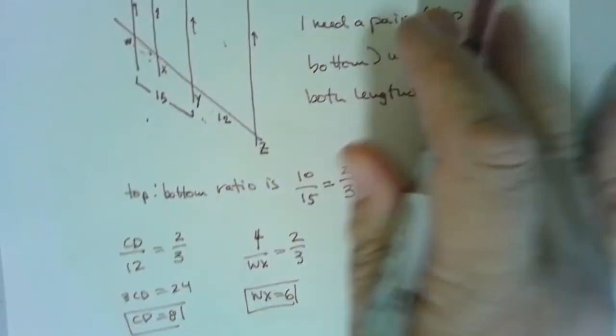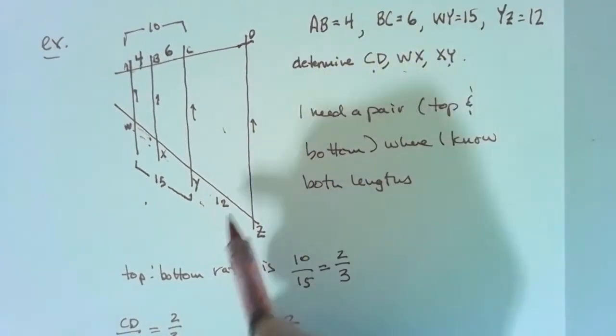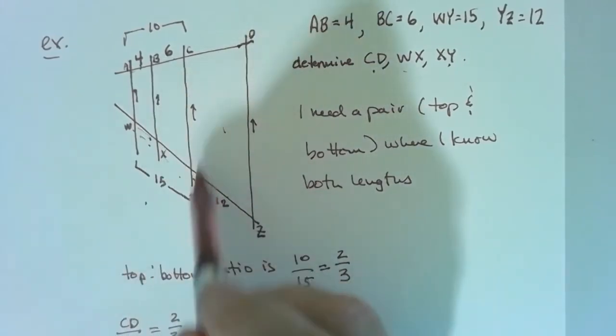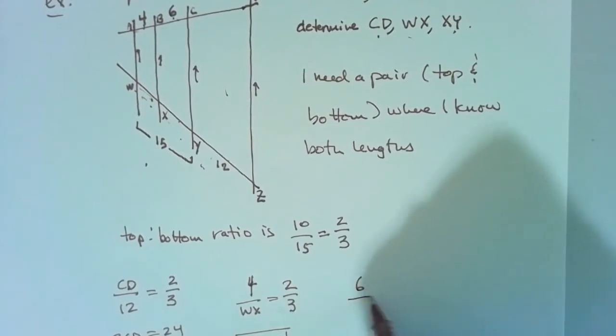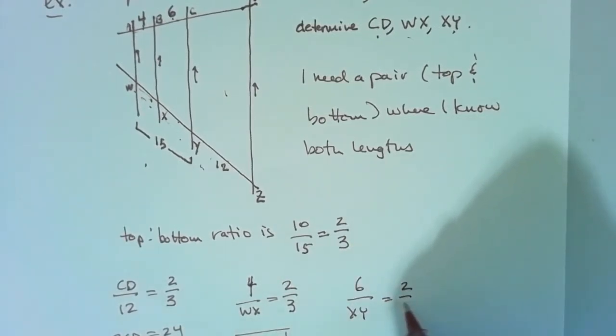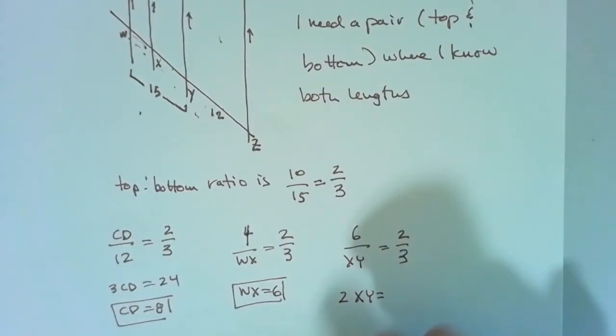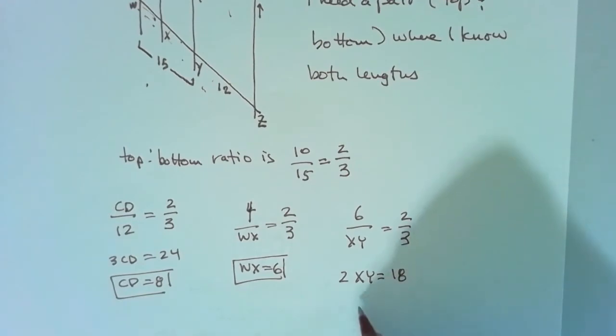And then finally, XY. XY is on the bottom. Following the parallels up, I see it maps with 6. So 6 over XY, that's top to bottom, again is 2 to 3. Cross multiplying, I get 2 times XY is 18. So XY is 9.